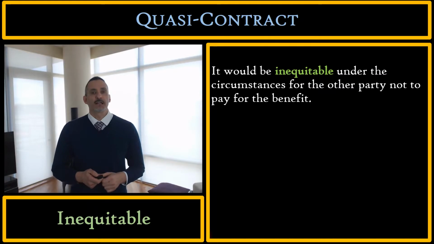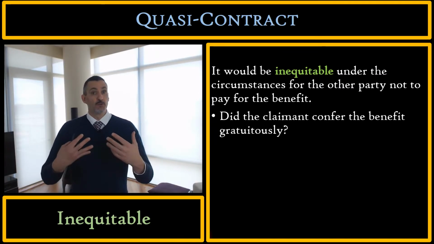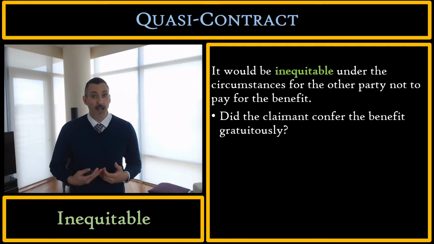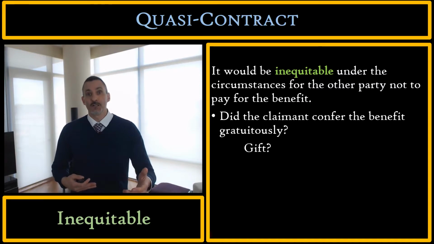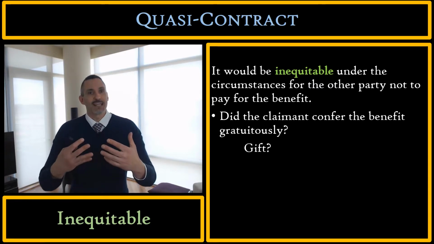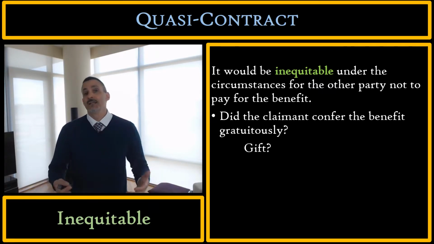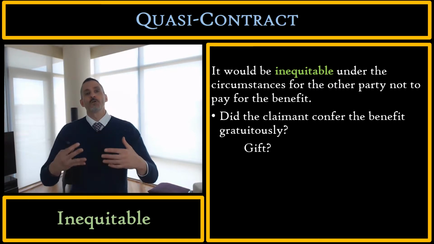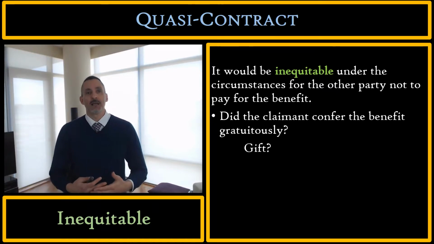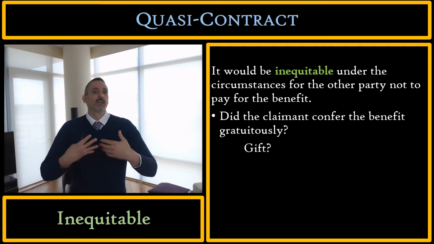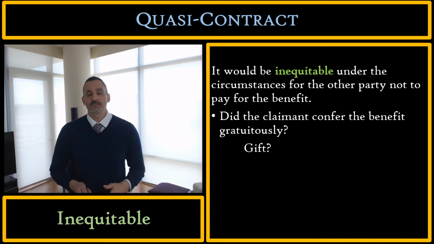The first factor we want to look at is whether the person who conferred the benefit, in this case the contractor, was intending to make a gift. Did contractor confer the benefit to homeowner B gratuitously? Was it a gift? Now, this is the reasoning. If contractor was making a gift to homeowner B, then it's equitable for homeowner B to keep that benefit without paying for it, right? If you receive a gift, you don't pay for it. All right, so that's the first question.